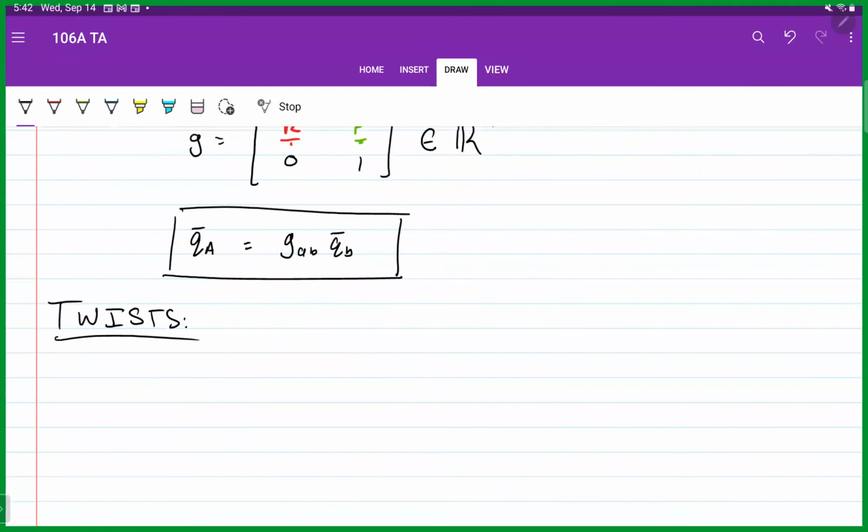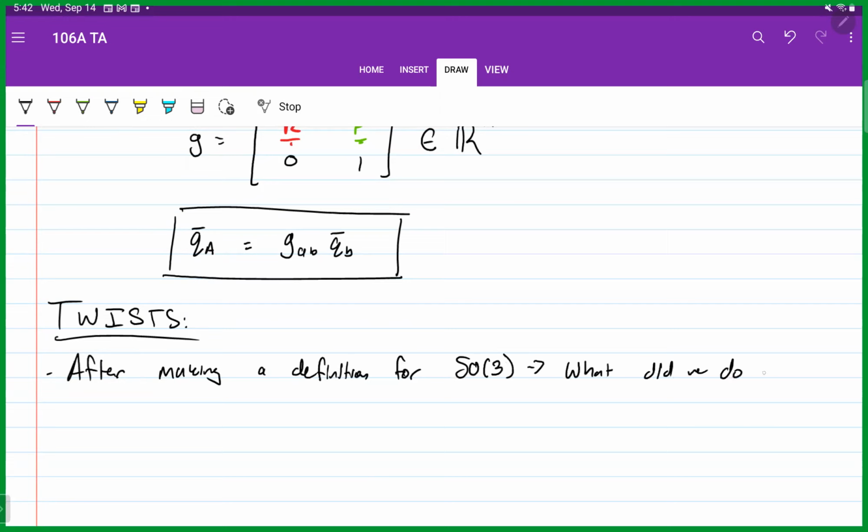Okay, cool. So let's go ahead and talk about twists. Our process for SE3 is going to very, very closely mirror what we did for SO3 last time. Recall that after making a definition for SO3, what do we do next? Does anyone have any idea of the big next step we took after coming up with this basic representation of rotation matrices? Yeah, exponential coordinates, right? So we went to exponential coordinates.